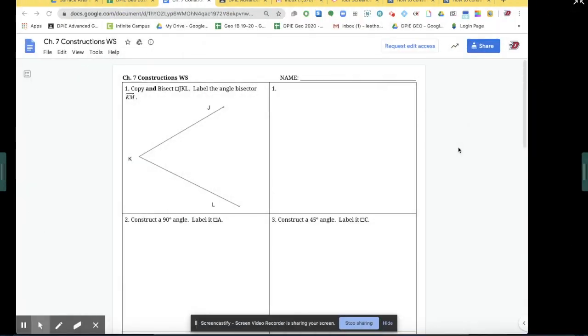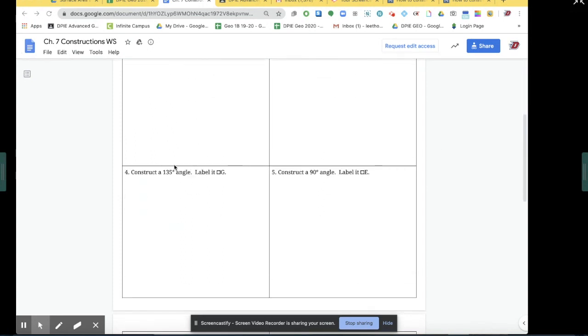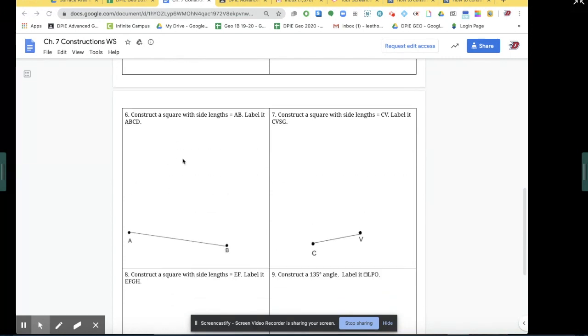Chapter 7, the constructions that you're required to do are a 45-degree angle, a 90-degree angle, a 135-degree angle, and to construct a square given a side length. So I'm actually going to start with a square given a side length. So let's get started.